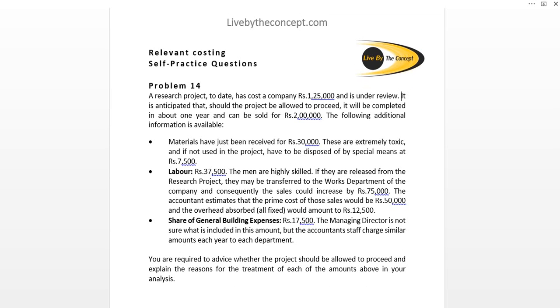Now for this question, first of all, we need to find out the relevant and irrelevant information. Once we have the relevant information, we will be comparing relevant revenue with relevant cost. That is how we will be calculating relevant gain. If the relevant gain is positive, we will go for the project. If the relevant gain is negative, then we will be dropping the project. So let us go for the solution part.